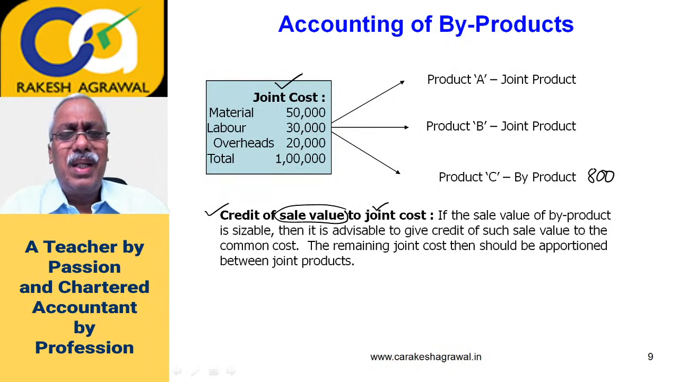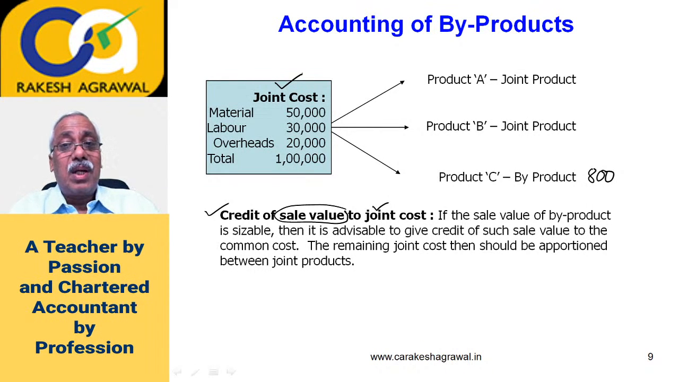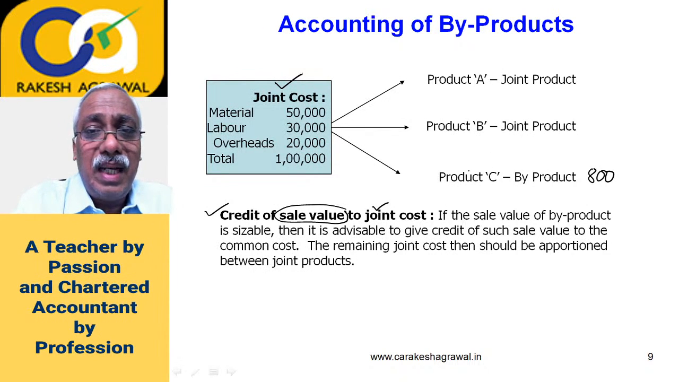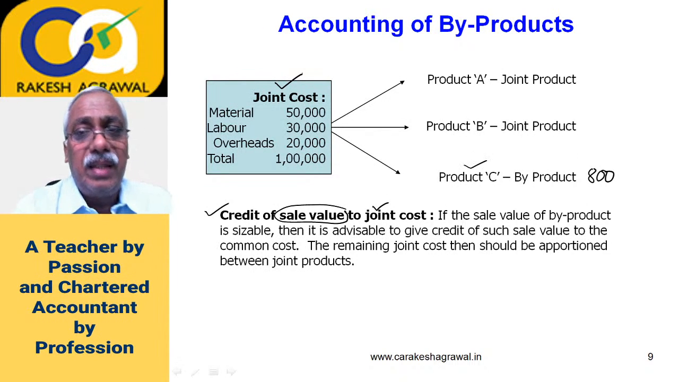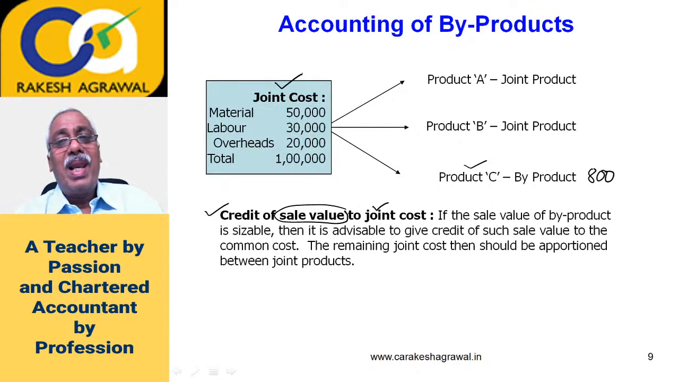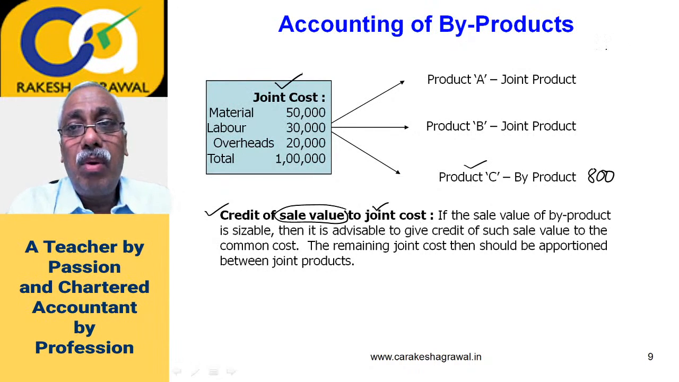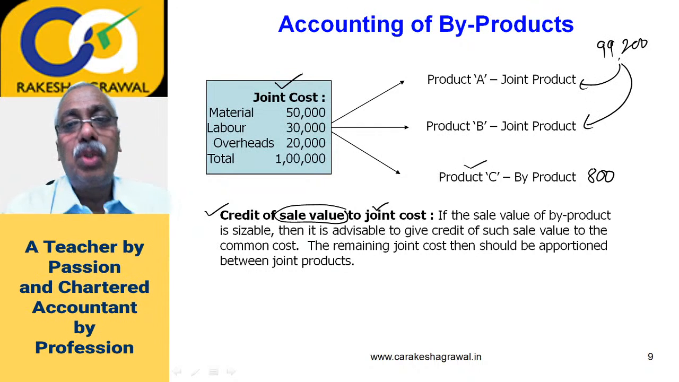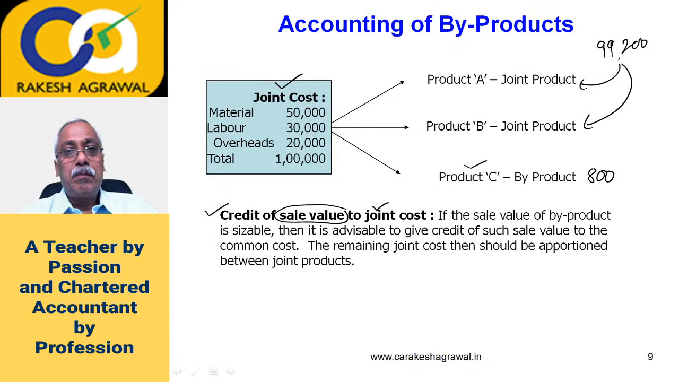If you remember yesterday's discussion, in process account we used to credit the realizable value of normal scrap, and that value was deducted from debit side. It's exactly the same manner. It means this sale value of product C is credited here in the process account, 800. So 1 lakh minus 800. Now the amount left is 99,200. This 99,200 will be shared between two joint products, that is A and B.